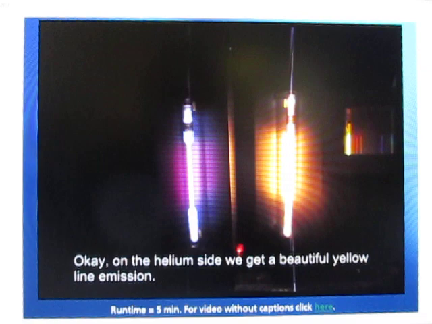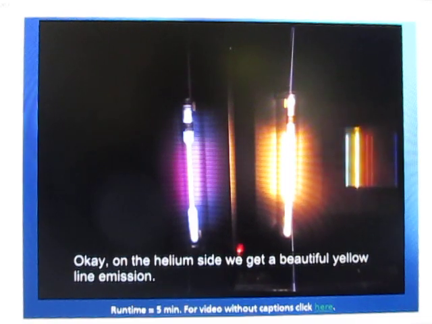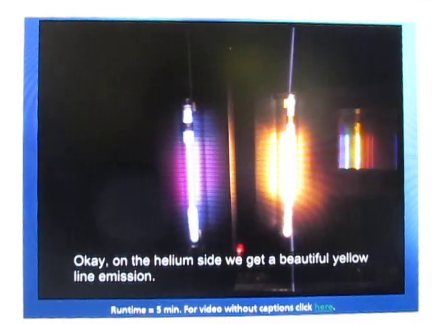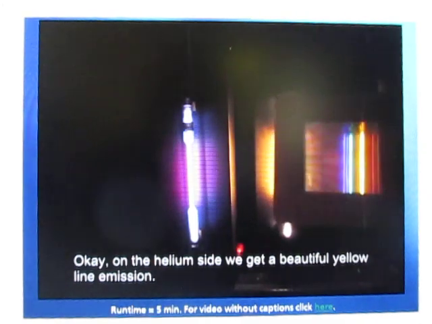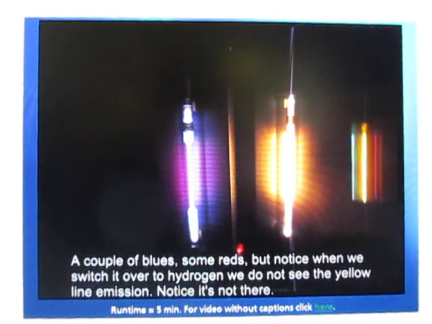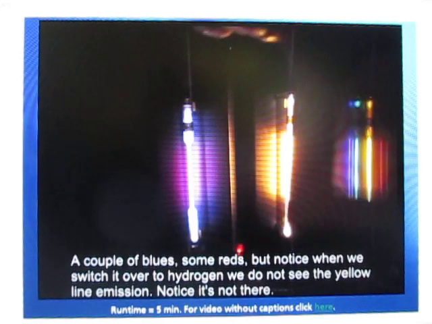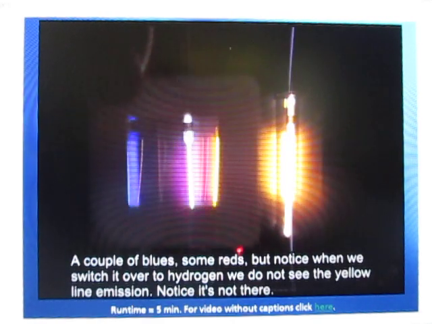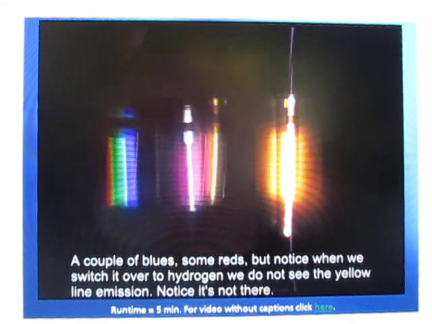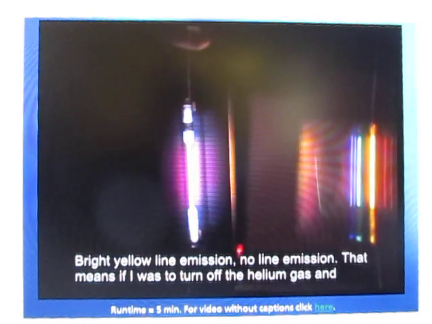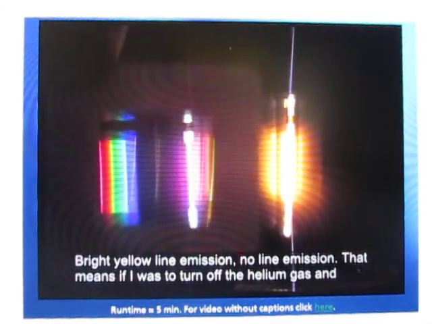And if we do it for the helium, watch this, okay? On the helium side, we get a beautiful yellow line emission. A couple of blues, some reds, but notice when we switch it over to hydrogen, we do not see the yellow line emission. Notice it's not there. Bright yellow line emission, no line emission.